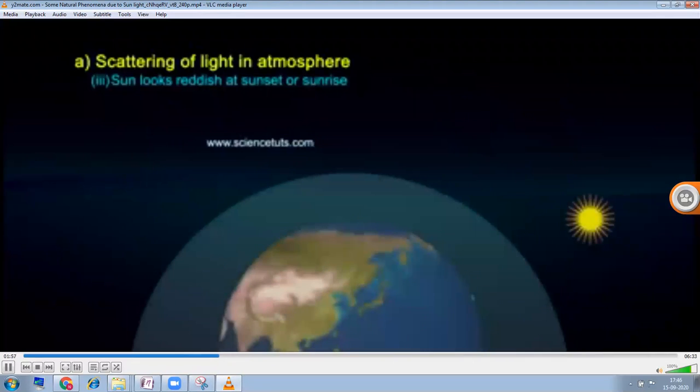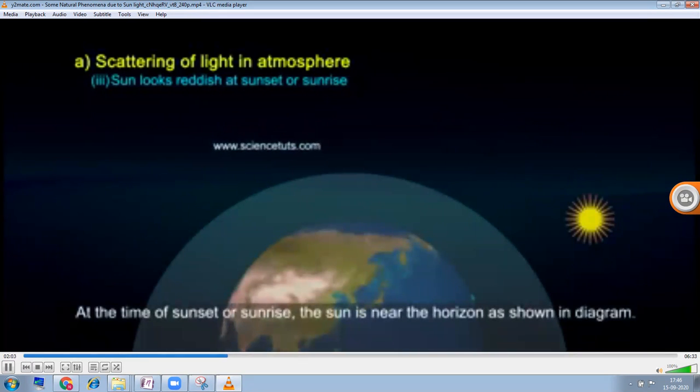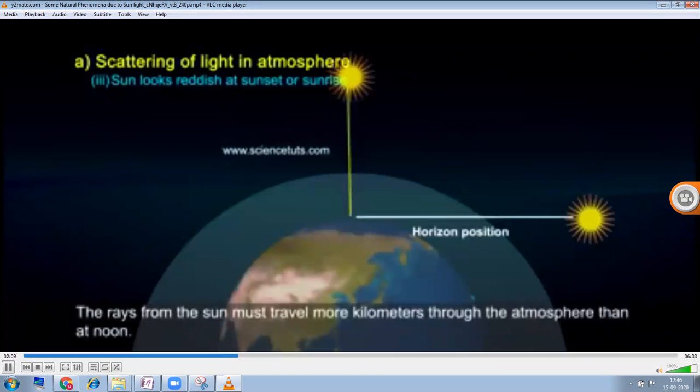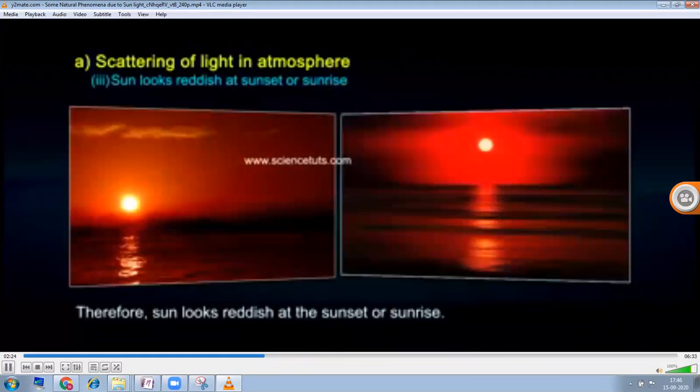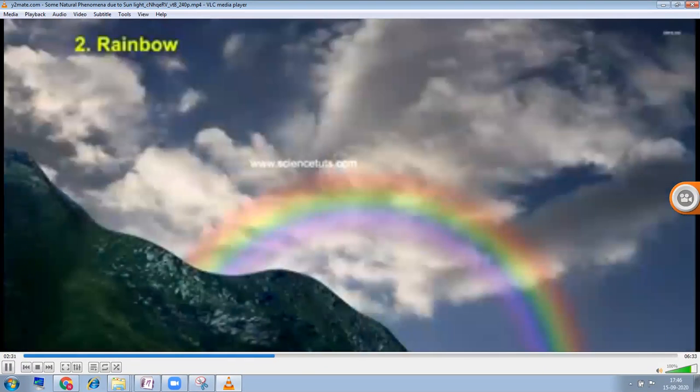3. Sun looks reddish at sunset or sunrise. At the time of sunset or sunrise, the sun is near the horizon as shown in the diagram. The rays from the sun must travel more kilometers through the atmosphere than at noon. Therefore, more blue is scattered from the sunlight. The removal of blue leaves the transmitted light more reddish in appearance. Therefore, the sun looks reddish at sunset or sunrise.